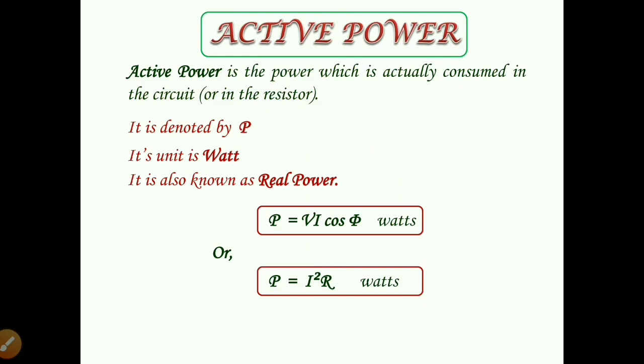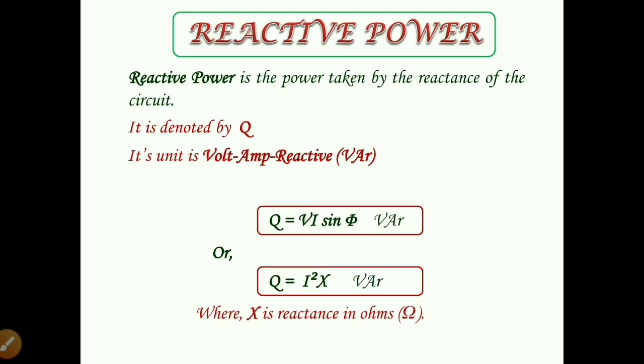Active power is the power which is actually consumed in the circuit, denoted by P. Unit is watt, also known as real power. P equal to VI cos phi or I squared R. Reactive power is the power taken by the reactance of the circuit, denoted by Q. The unit is volt ampere reactive. Q equal to VI sin phi or I squared X.